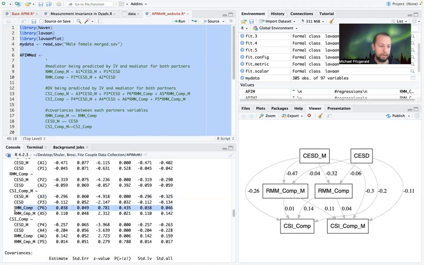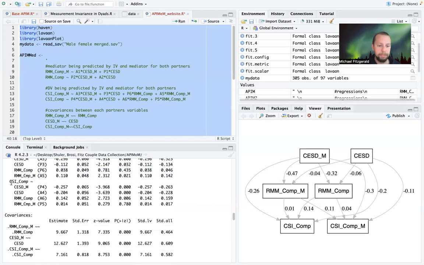And then this first one that I talked about is an actor effect. Looking at relationship quality a little bit further, we see no partner effect for females' relationship mindfulness. So the higher women are on relationship mindfulness does not appear to influence male relationship quality above and beyond depression for both partners and male relationship mindfulness. Right, so you see here that we do have a significant actor effect.